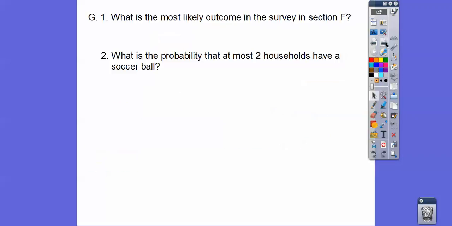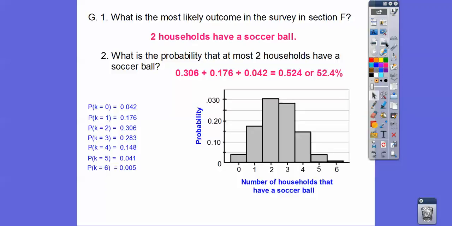Okay, so we can answer these questions. What's the most likely outcome in the survey, and what is the probability that at most 2 households have a soccer ball? At most 2 households would be these numbers right here: this one plus this one plus this one. And then 2 households is the one that has the bar that goes up the most.